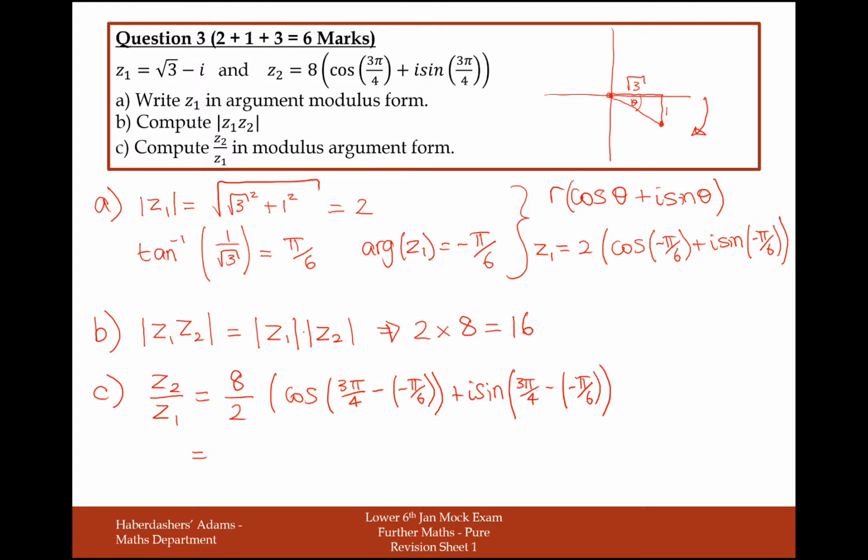So all that's left to do now is just work out these subtractions and this division. 8 divided by 2 is 4 times by cos of 3 pi by 4 add pi by 6, as we have the double negative there, and for that we get 11 pi by 12 add i sine 11 pi by 12. And that's all we need to do for part C. 3 marks for that, 6 marks in total.